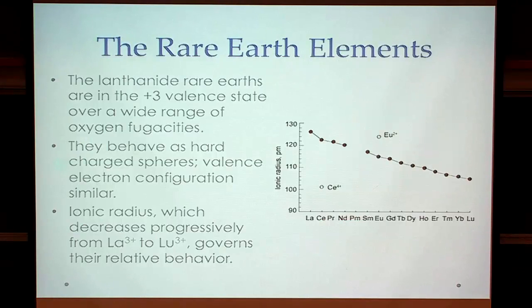The rare earths are all in the +3 valence state, except sometimes cerium and europium can be in a different one. We won't worry about that. Again, they behave as hard charged spheres. Valence electron configuration is similar. Ionic radius simply decreases from lanthanum up here, about 127 picometers if I recall correctly, down to lutetium, the heaviest rare earth.